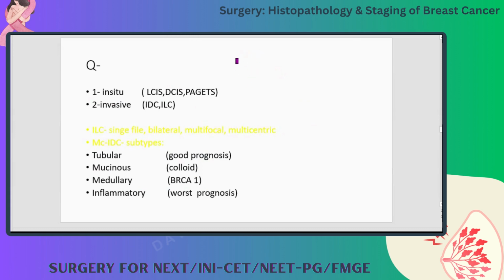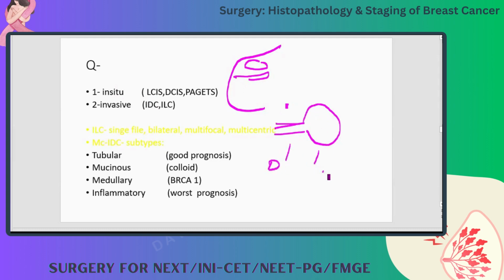I told you two types of tissue are there in the breast. One is the duct and one is the glandular tissue. This is the duct and this is the lobe. Suppose this is the duct, this is the lobe. Concentrate only on two things: one is the duct, one is the lobe.